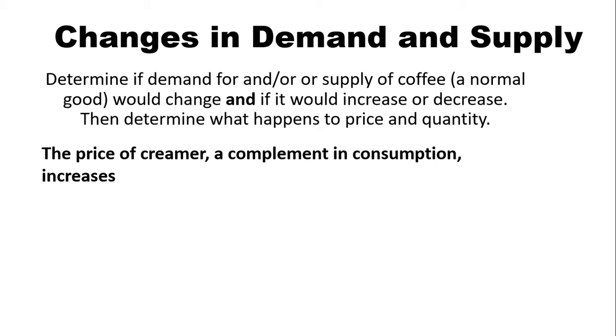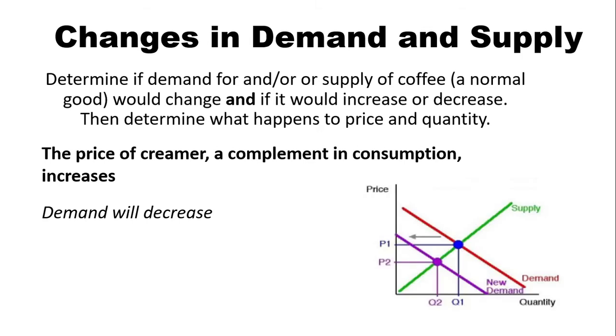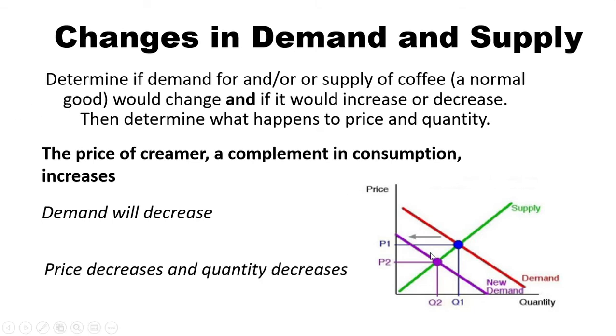So the next thing we want to figure out is, does it increase or decrease demand? If the price of creamer goes up and I want to have creamer with my coffee, I don't buy as much creamer. And if I'm not buying the creamer, I don't want the coffee. So demand is going to decrease. Demand decreasing means the demand curve is going to shift to the left. So when demand shifts to the left, price is going to go down and quantity is going to go down. Demand is the nice one: whenever it shifts, everything shifts in the same direction. Okay, so let's try another one.